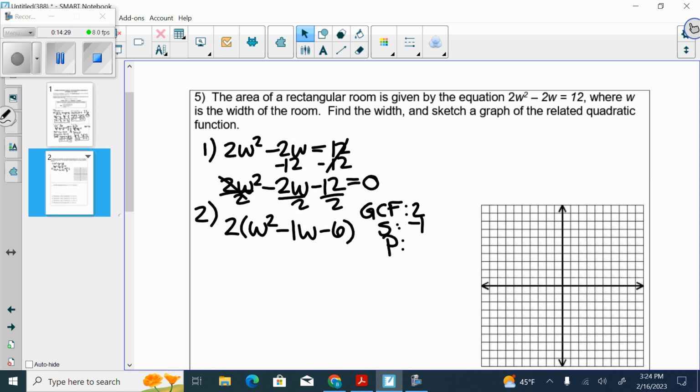Good. And what's the product? Good. All right, so can you guys think of something that'll multiply to give us negative 6? 2 and 3. Very good. And one of them has to be negative. A 3. Very good. All right, so those are the ones we picked. Then we have 2 times w plus 2 and w minus 3. Good job. All right, so we factored. What's step number 3?